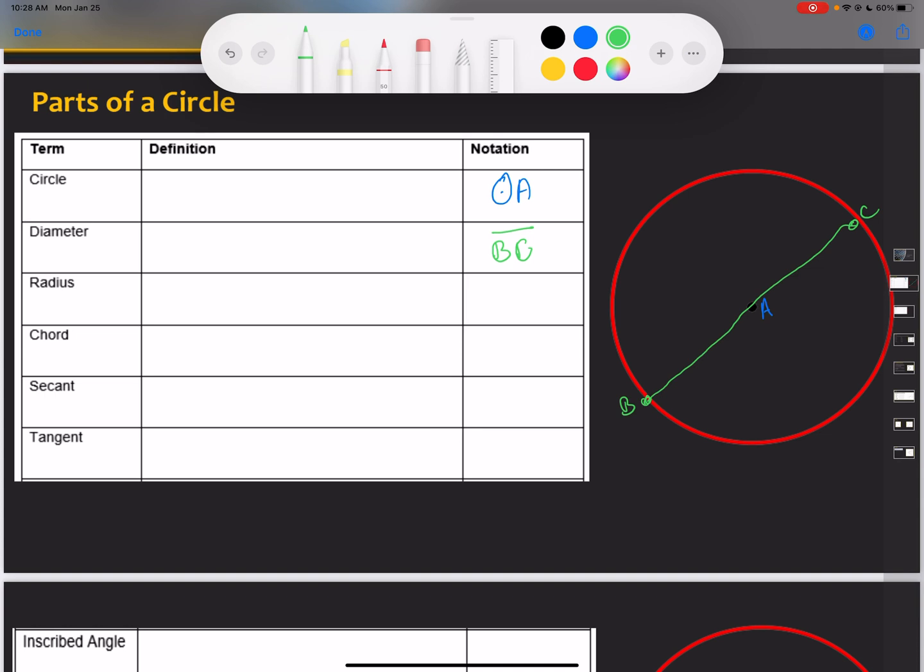A radius, obviously we already started to know radius. That again is also a segment. So we have two radius in this situation, or two radii. We have AC, and another example is BA. So there's going to be a lot of different examples when I have a lot of lines going through all my circles.